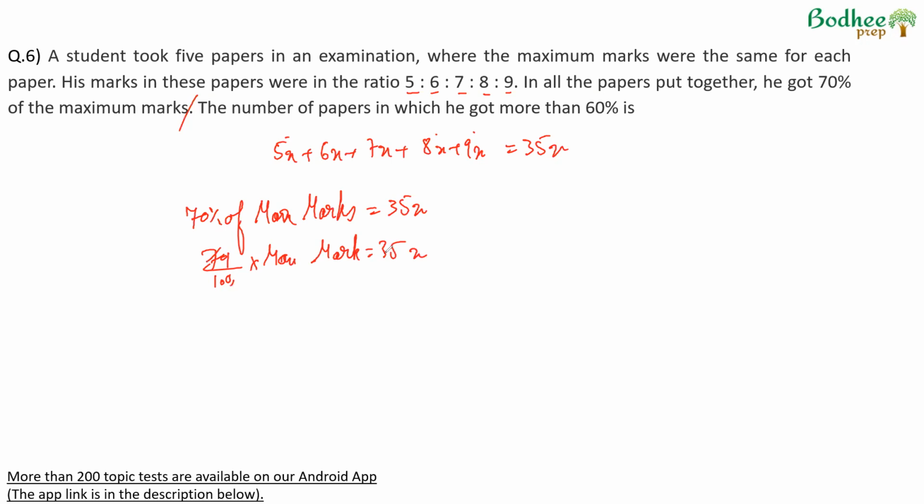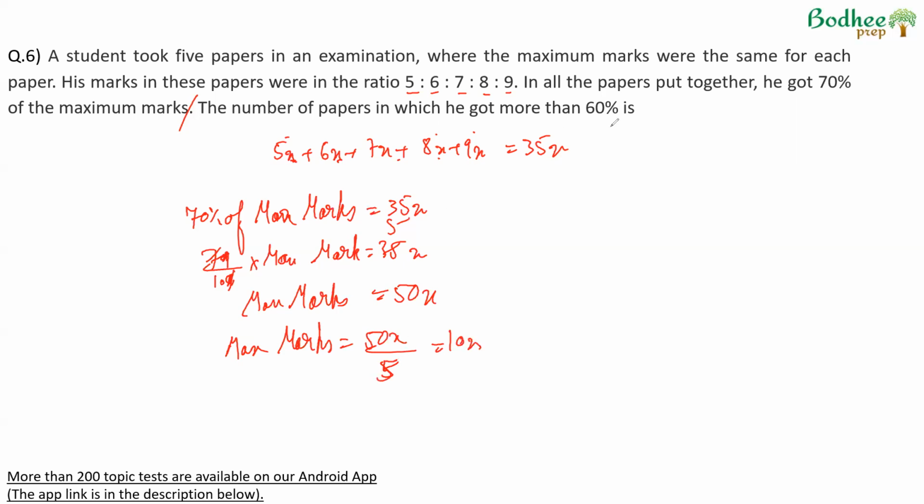0, 0 cancel, 7 5 is 35. And therefore, maximum marks is nothing but 10 into 5, 50x. This 50x is for 1, 2, 3, 4, 5 papers. So max marks per paper would be 50x by 5, which is 10x. This is the maximum marks per paper.